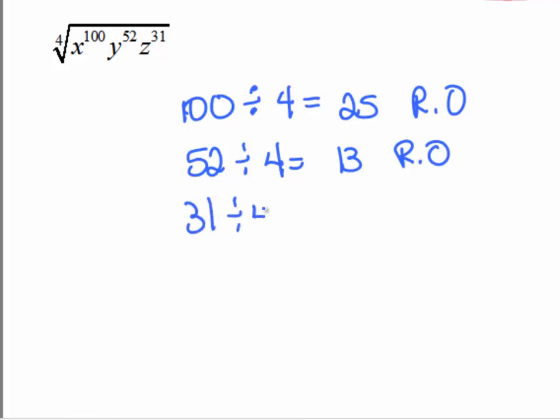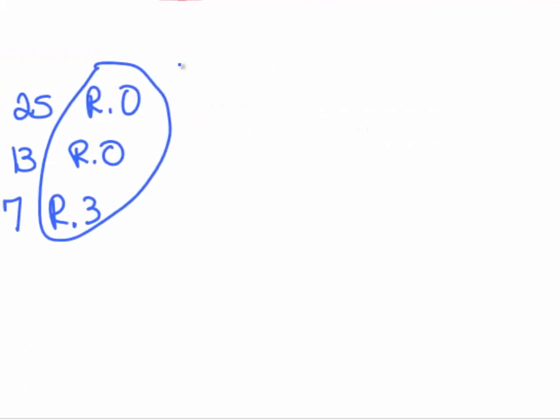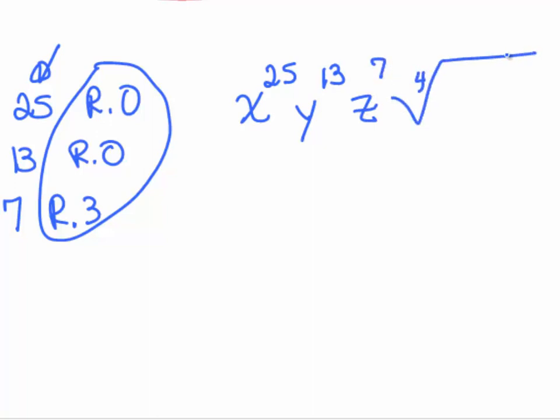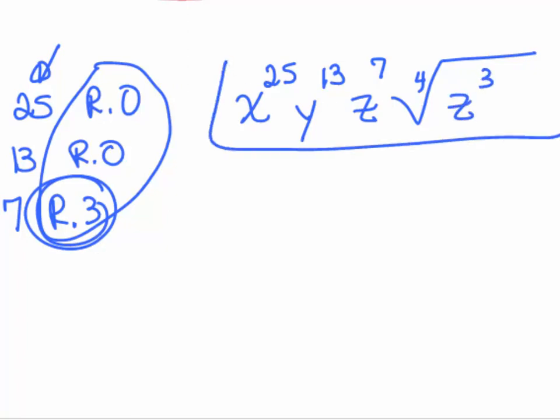But 31, let's see, 4 goes into 31, I think, 7 times. 7 times 4 is 28, with a remainder of 3. So the remainder is what stays inside the radical. Those would be the exponents. So I have x to the 25th, y to the 13th, z to the 7th, and then the 4th root of, what's the only thing I had a remainder of, were the z's, z cubed. Just give it a try.